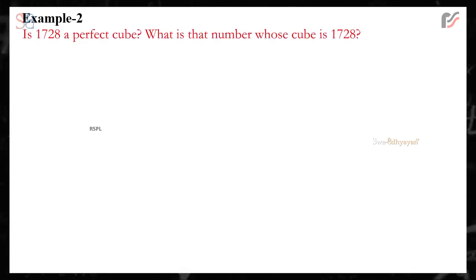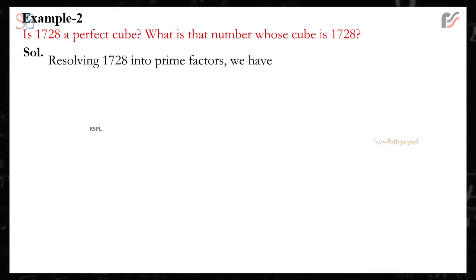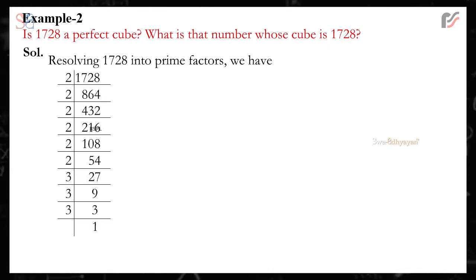Example 2. Is 1728 a perfect cube? What is that number whose cube is 1728? Solution. Resolving 1728 into prime factors, we have, on dividing 1728 by 2, we get 864. On dividing 864 by 2, we get 432. On dividing 432 by 2, we get 216. On dividing 216 by 2, we get 108.